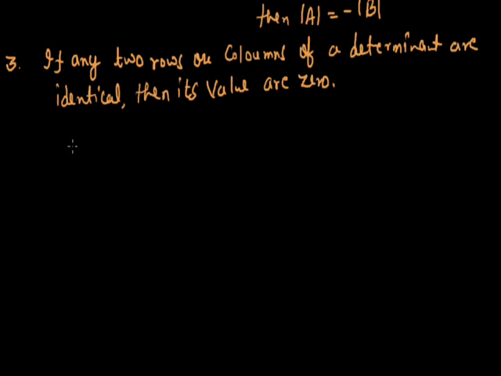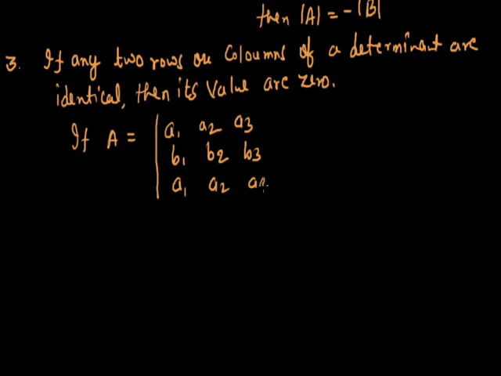For example, if A equals A1, A2, A3, B1, B2, B3, then again A1, A2, A3. Now here, row 1 and row 3 are identical, so its value is equal to 0, because R1 and R3 are identical.